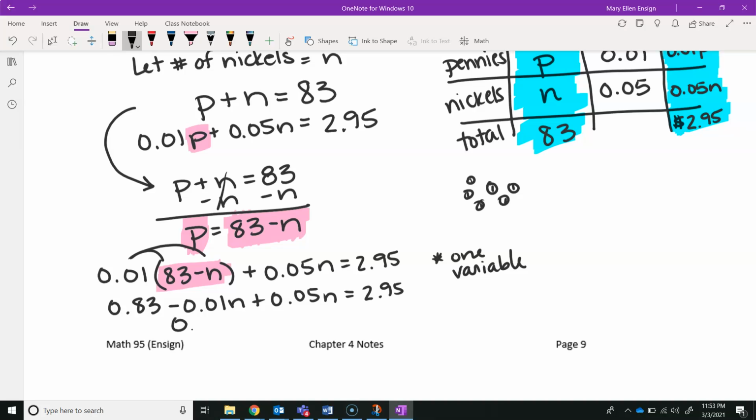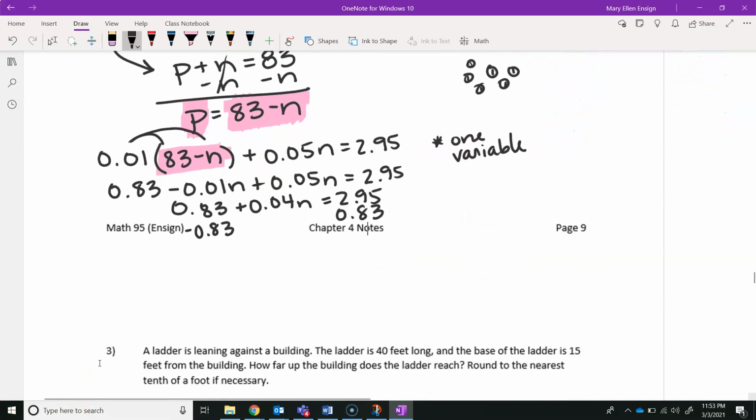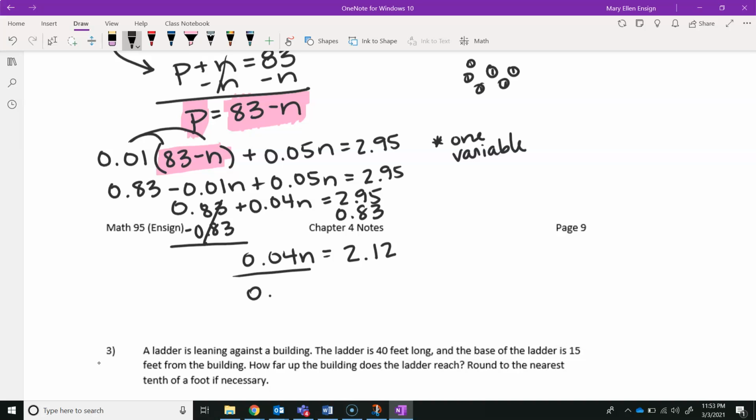Then I can go ahead and combine like terms, which are my n terms. And then I'm going to subtract 0.83. How much space do I have? Okay. So this cancels out. I get 0.04n equals 2.12. And then I divide by 0.04.